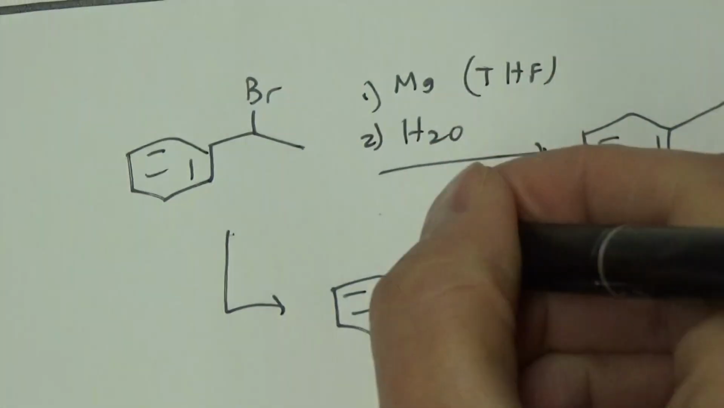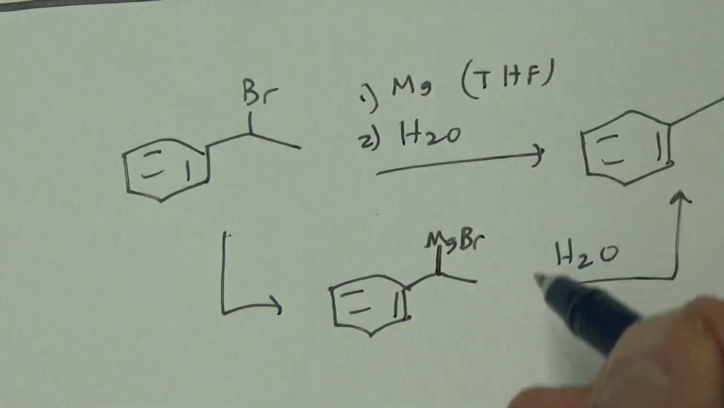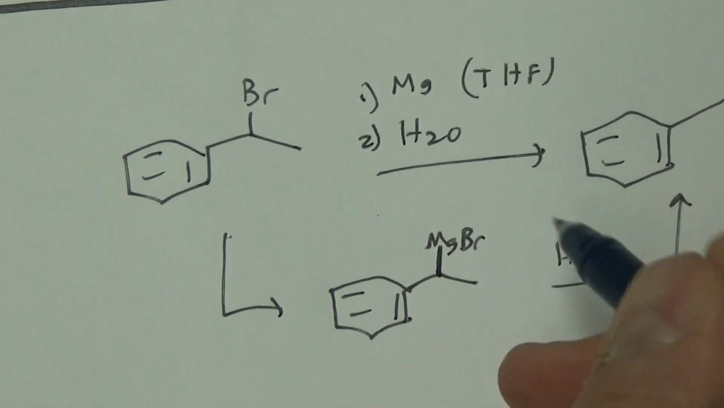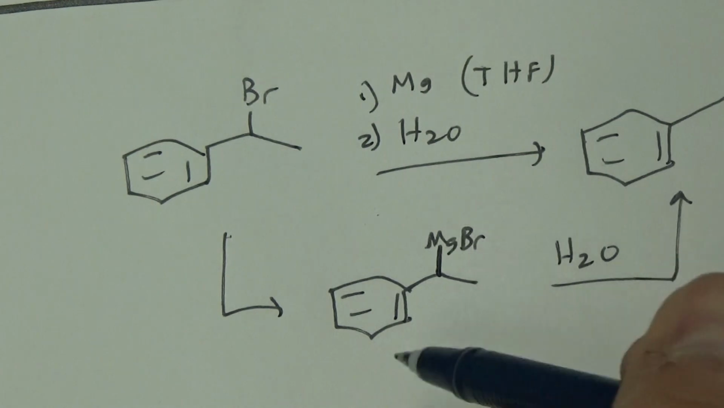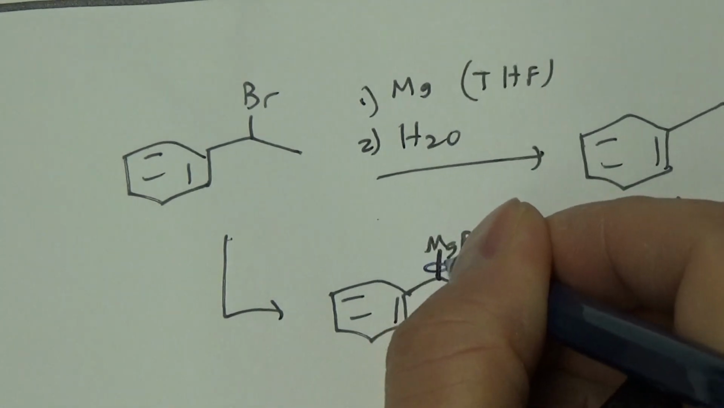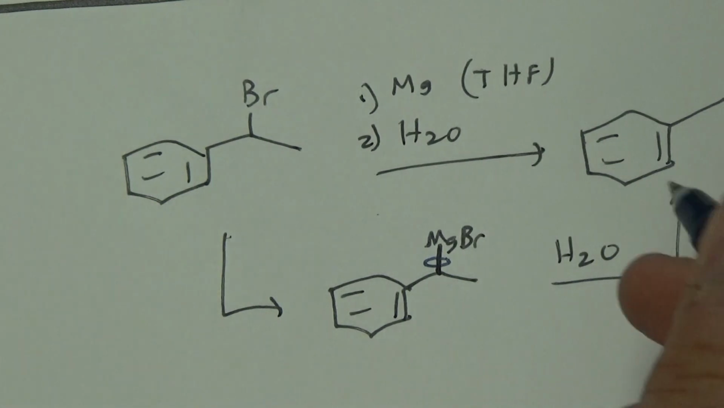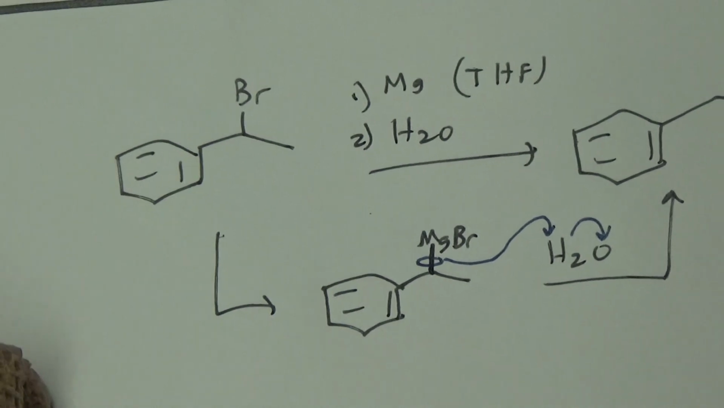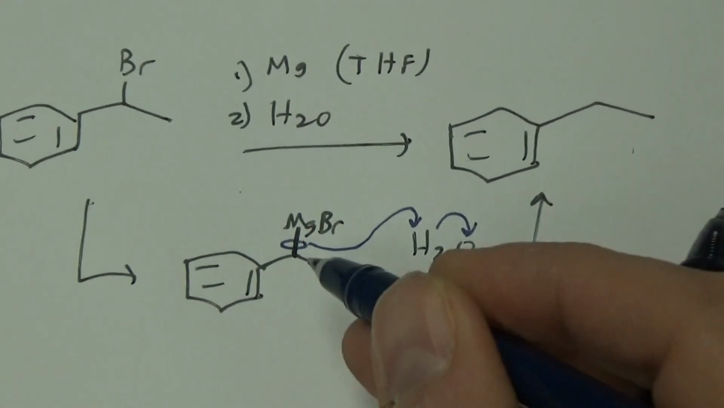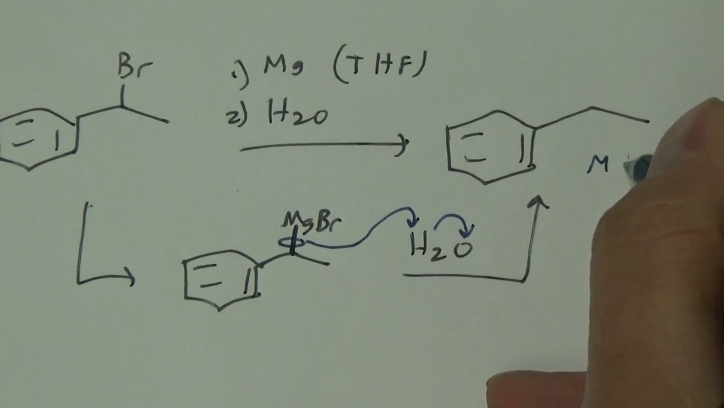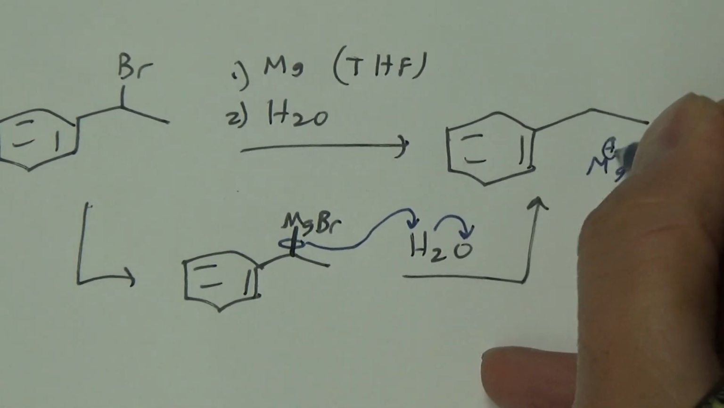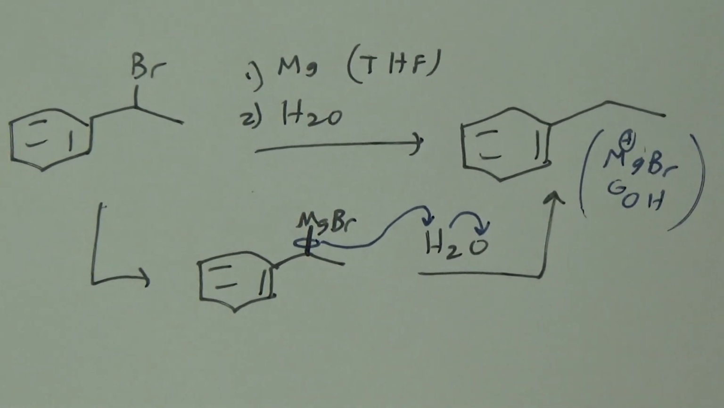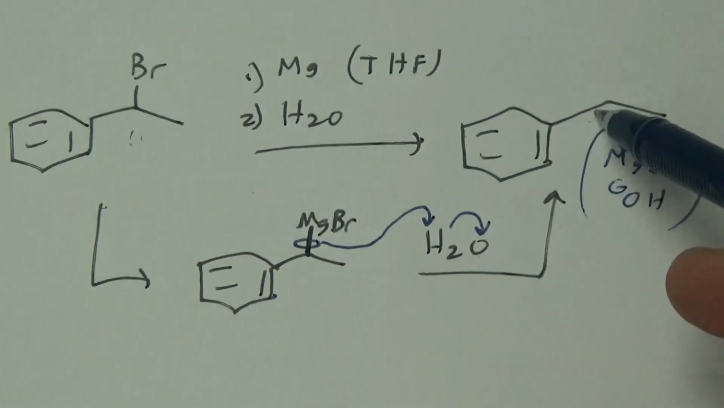I can actually draw the mechanism for the destruction of this. I can either draw this ionically, like carbon minus MgBr plus, or I can just circle the bond, because the bond is incredibly reactive, and I can just go like that. Where does the MgBr go? It's MgBr plus, an ion, and then we have OH minus. That's all byproduct stuff. But yeah, it's very easy to convert a bromide to an alkane this way.